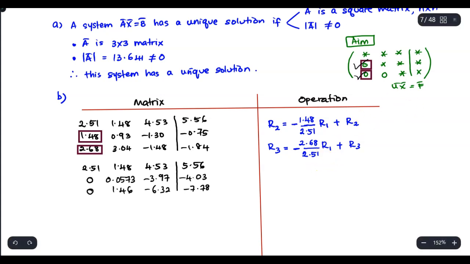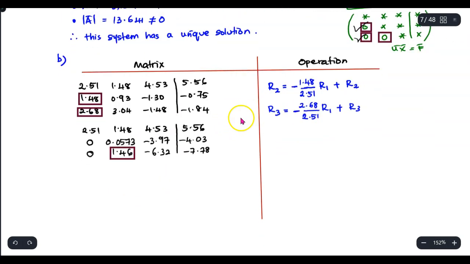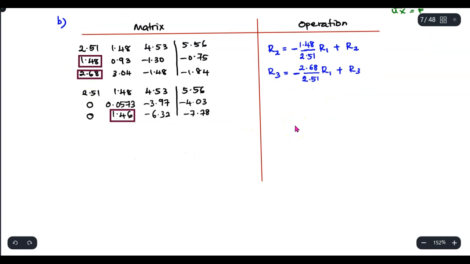Now move to the second column. Now our concern is the one which corresponds to 1.46. 1.46 is at row number 3. So you put R3 at the left, and you put positive R3 at the right. And now you are at the second stage. Let us have a line over here to differentiate between the first stage and the second stage. You are now at the second stage when you are moving to the second column.